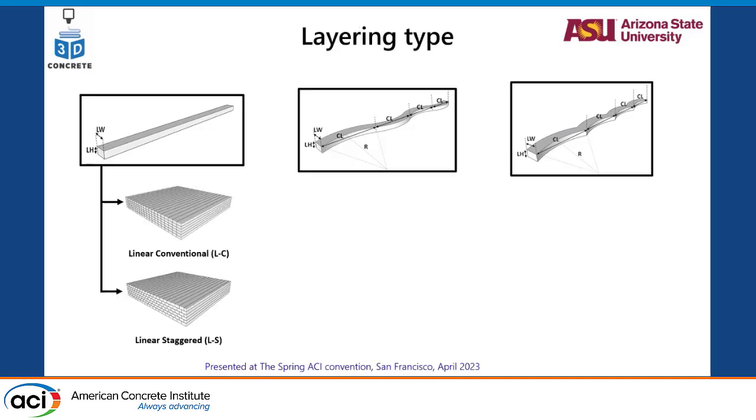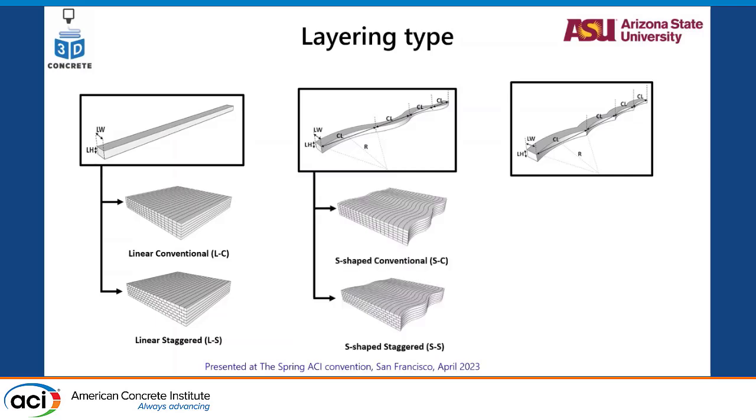For the linear type, we printed the linear conventional one. This is usually what you will see done in industry, and in research work, this is most probably the one that you'll see. The other model is staggering the layers. You can see that the filament edges are aligned in a line here, while there they are staggered by half a filament. Similarly, we did the same model for the S-shaped.